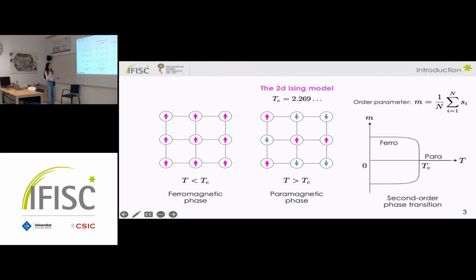The order parameter of this model is the magnetization, and here you can see a plot of the magnetization as a function of temperature. In the ferromagnetic phase, the magnetization is non-zero, and then in the paramagnetic phase, the magnetization is 0. And because this transition from non-zero to 0 is continuous, this is a second-order phase transition.